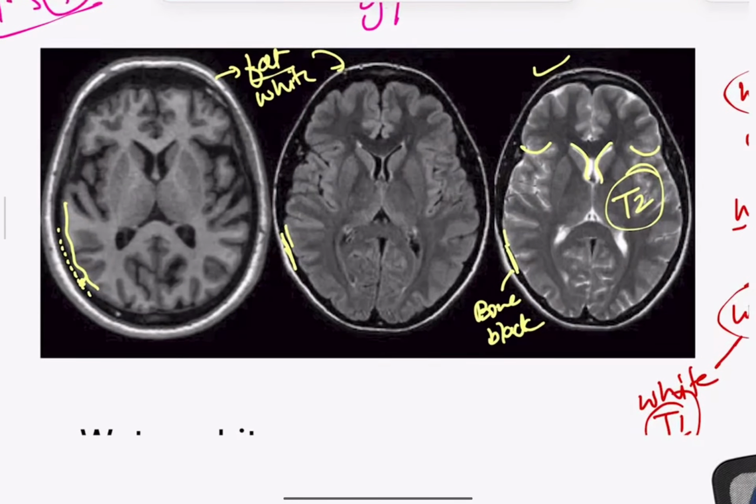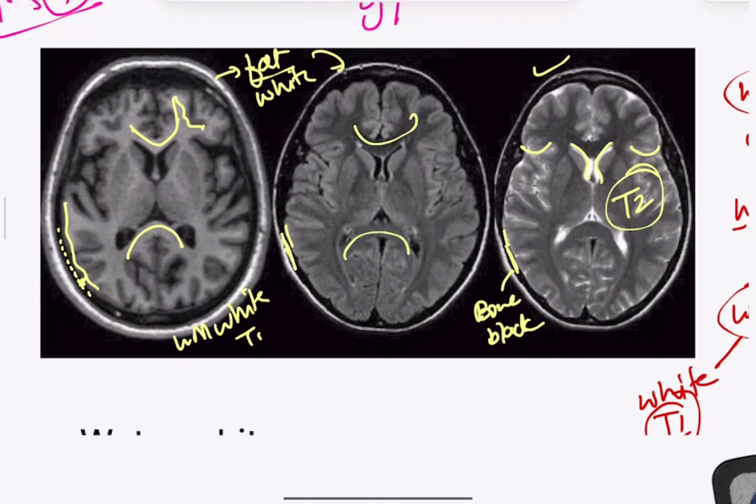So look at this image here. What is the white matter you look at? The corpus callosum, the subcortical white matter, internal capsule. So this is the corpus callosum connecting the two hemispheres, the subcortical white matter. So the white matter is white here. So this is going to be T1.